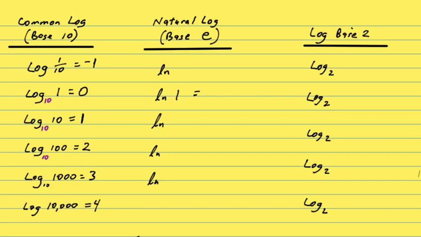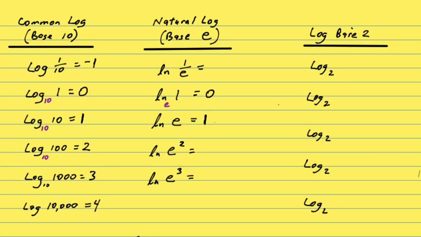Now log base e is called a natural logarithm. So I'm going to put a 1 over e, e squared, e to the third, and so on. The base is e. E to what power is 1? Well, e to the 0 is 1. E to what power is e? E to the 1 is e.